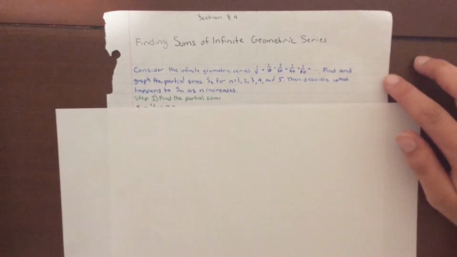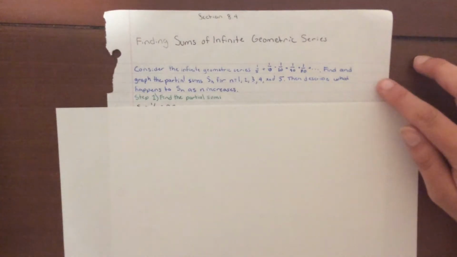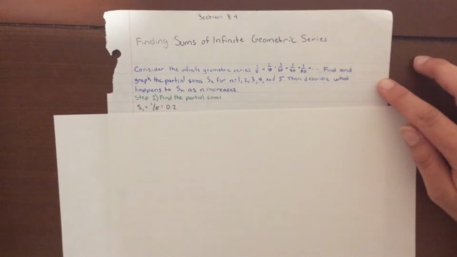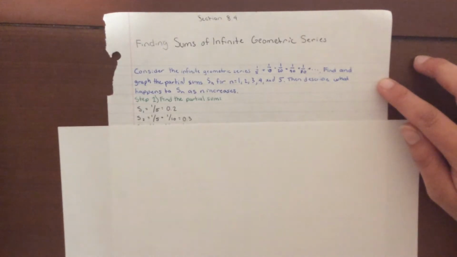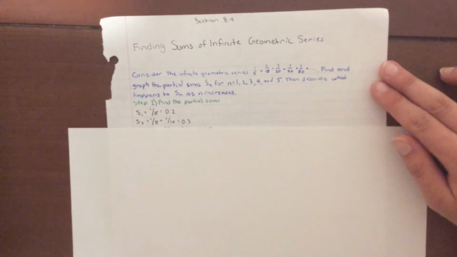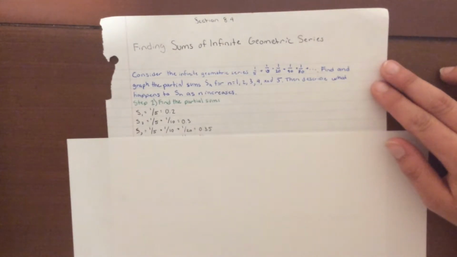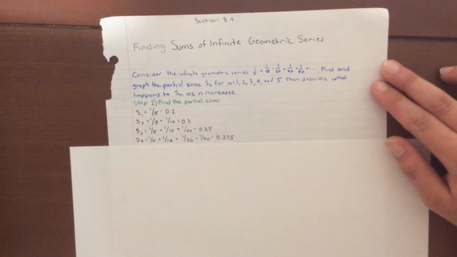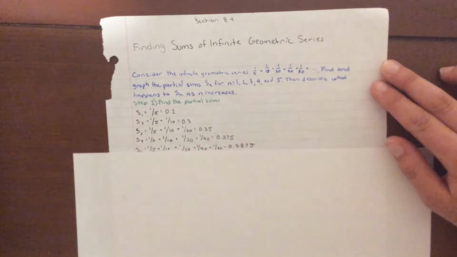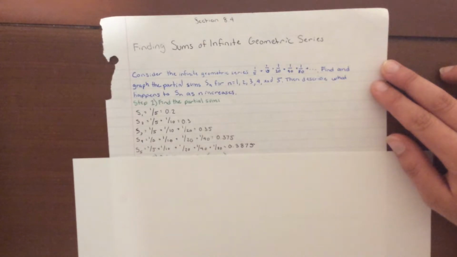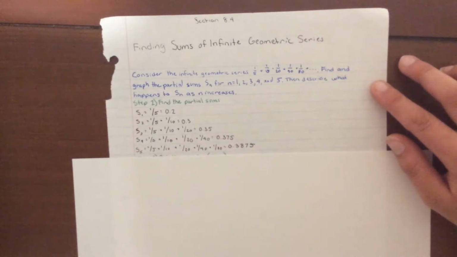Our first one would be to find the partial sums. So our partial sum for S of 1 is just 1 over 5, which in decimals would be 0.2. For our S2, we add that 1 over 10 to give us 0.3. We just continue this adding on the other number till we get S3, which is 0.35, S4, which is 0.375, and S5, which is 0.3875. So we just add one more fraction, or the next number in our infinite geometric series, until we have S5.